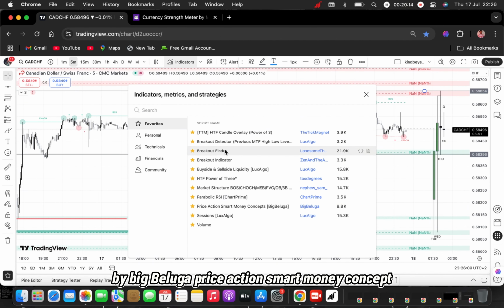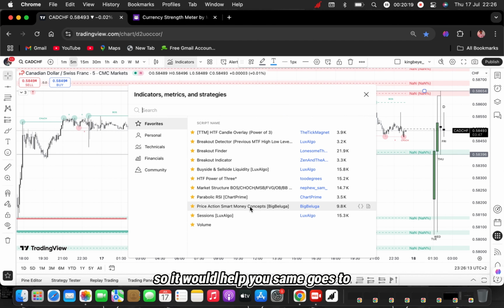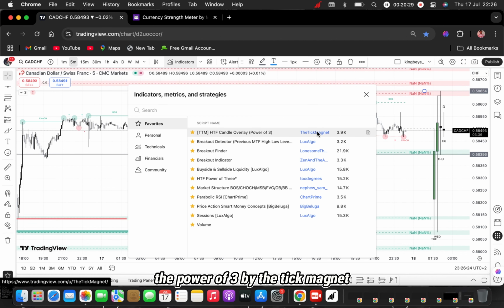It's by Big Beluga, Price Action Smart Money Concepts. So it would help you. Same goes to TTM, the Power of Three by The Tick Magnet.